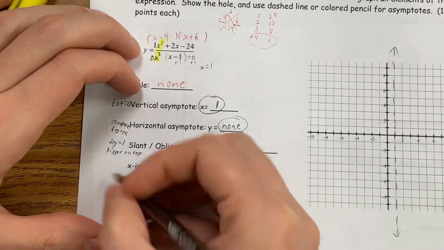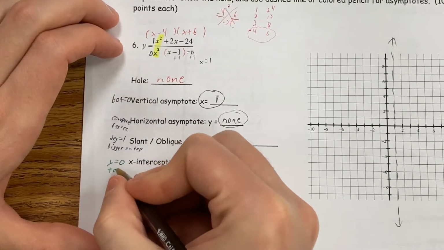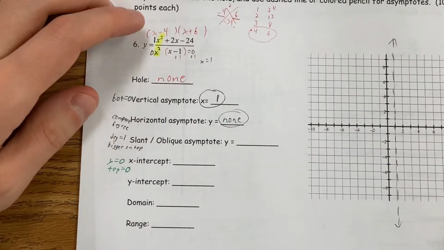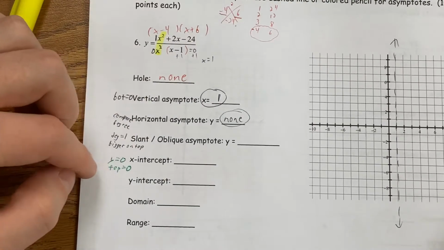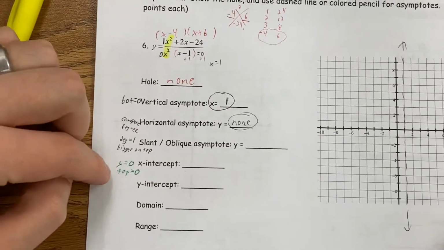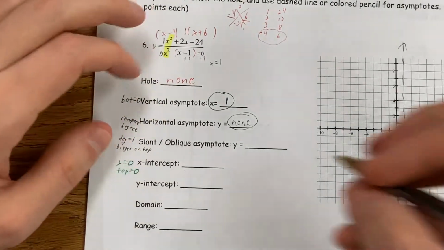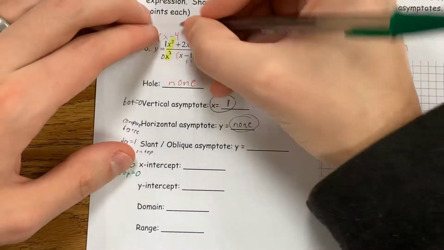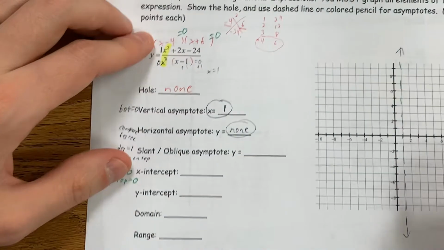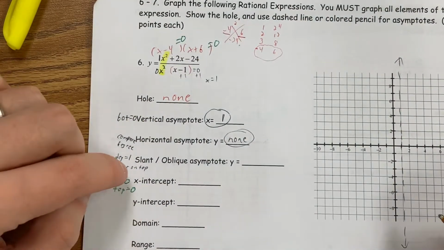For x-intercepts, usually you make y equal to 0, but that's the same thing as saying the top equals 0. Because if the top is 0, then the whole thing will be 0, right? If the top is 0, then 0 divided by anything is 0. So all we care about is the top. If the top is 0, then y is 0, and everything is good and golden. So here we had x minus 4 equals 0, and x plus 6 equals 0. Since there's 2 things on top, we're going to have 2 x-intercepts.